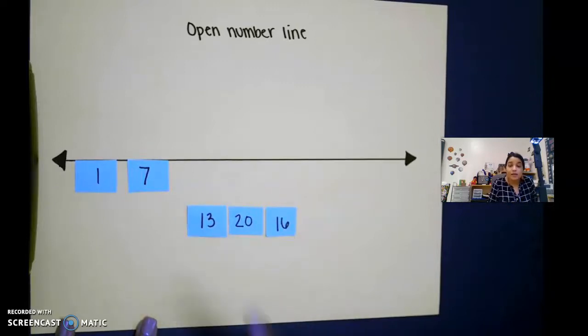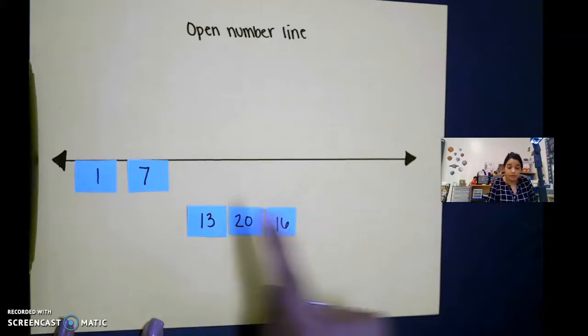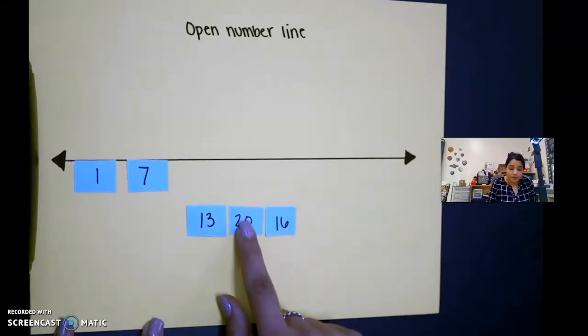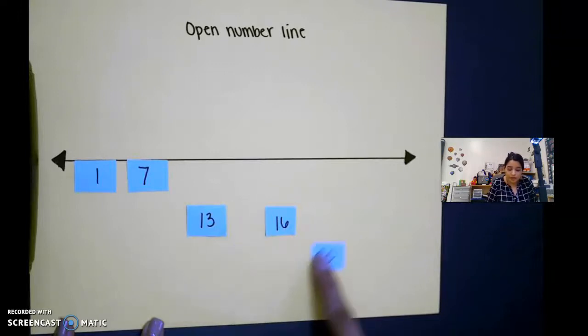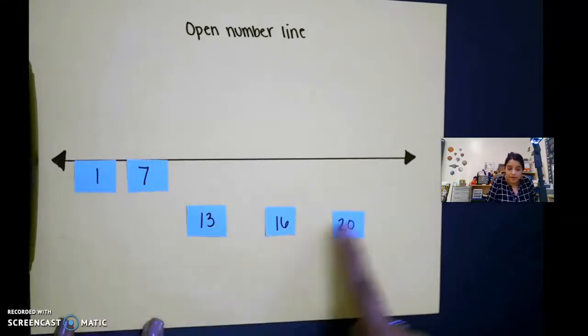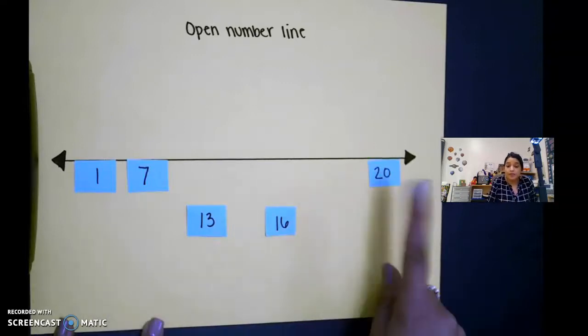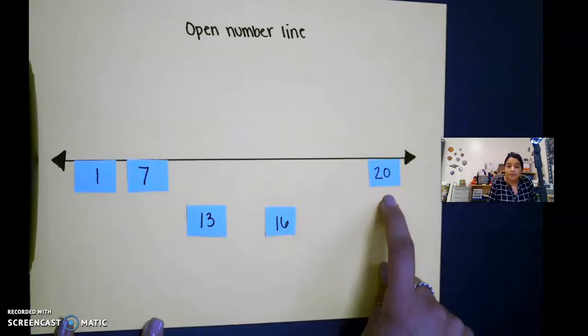So I see a number that is the greatest. That's the biggest number that we have in total. So it's the biggest number we have out of all of these. Can y'all guess which one it is? Do y'all see it? Ooh, it's 20. So 20 is the biggest number out of all of these. So I'm going to put it at the very end because the biggest number goes to the right.